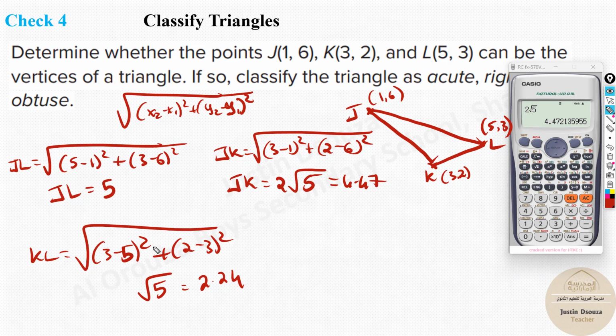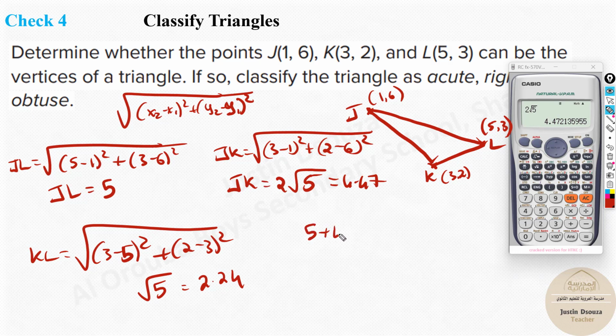Now first, we need to check whether this is right. Is it possible to make this a triangle? Let's check. Add any two sides. You can directly do this in the calculator. For the exam, directly do it in the calculator. But for you guys now, I will do it by writing. Any two sides, JL and JK.